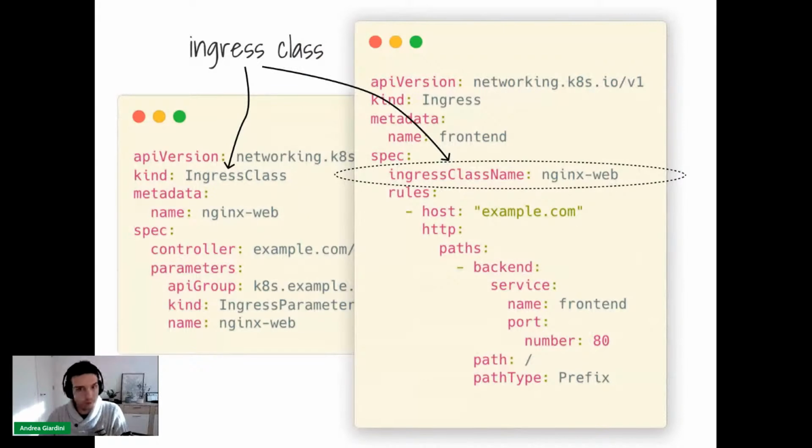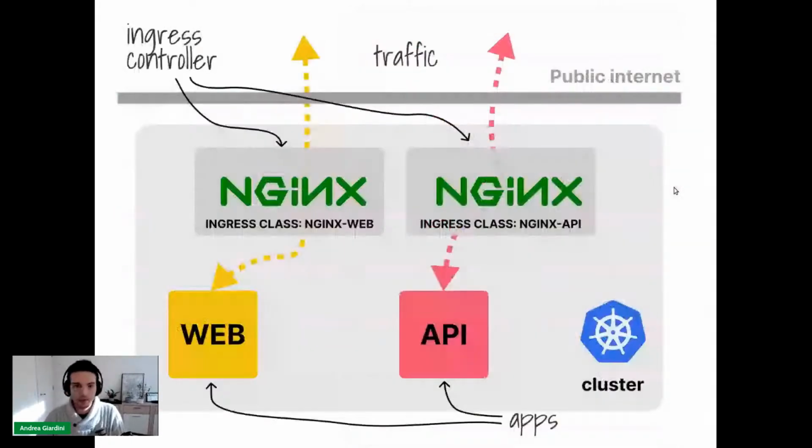So by specifying an Ingress of this kind, what we are saying is: I'm specifying an Ingress manifest, and this Ingress should be treated by the Ingress controller that is responsible for the Ingress class name NGINX-web. And this is what is going to happen. At this point, I have 2 separate Ingress controllers, NGINX web and NGINX-API, and 2 separate deployments, the web deployment and the API deployment. Traffic is forwarded for the web deployment through the NGINX web Ingress controller, and for the API deployment through the NGINX-API Ingress controller.